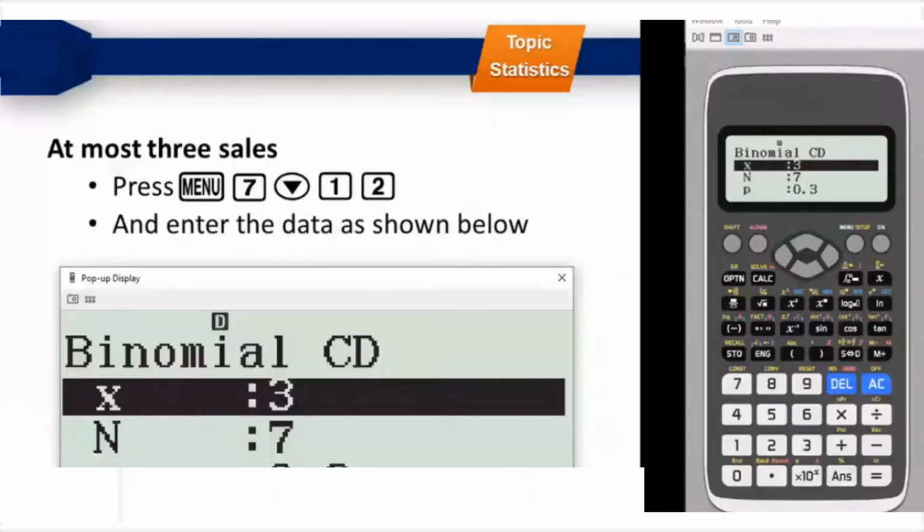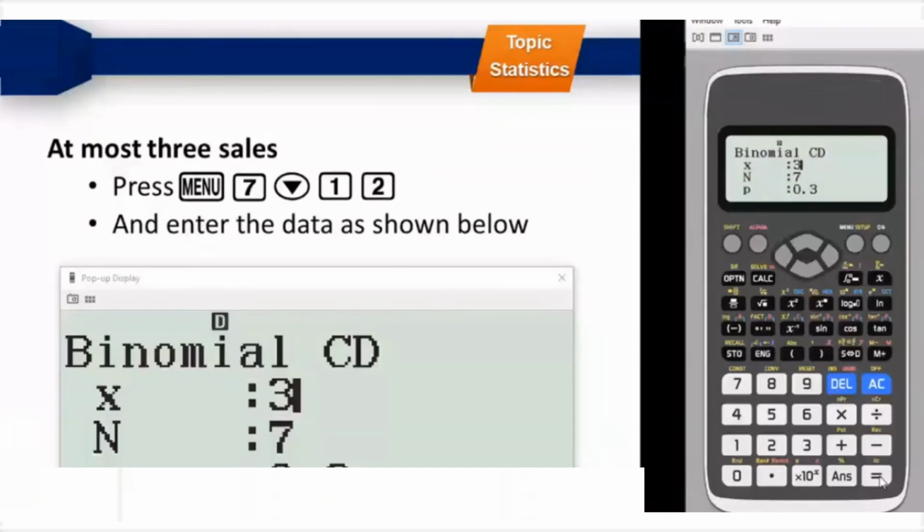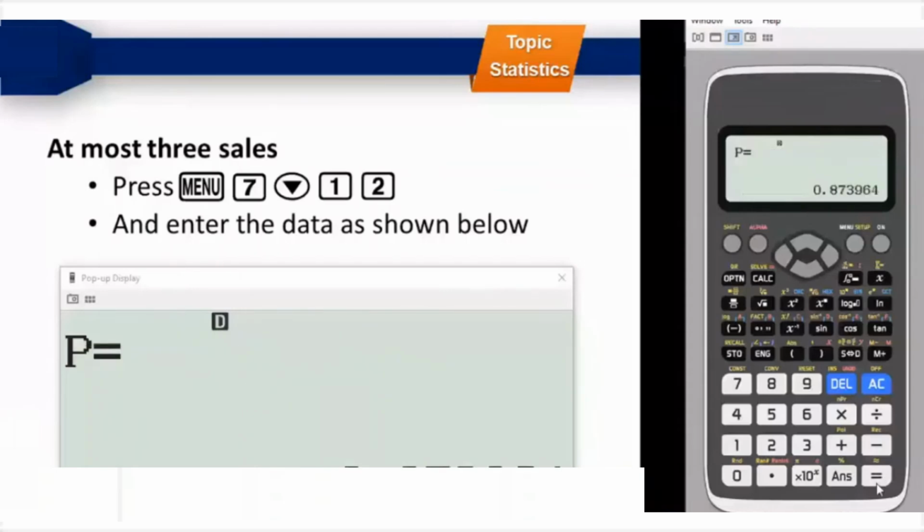So I will press 3 equals, 7 equals, 0.3 equals, and my answer is 0.873964. So the probability of making at most 3 sales, that is 0, 1, 2 and 3, is 0.873964. I hope this is clear.